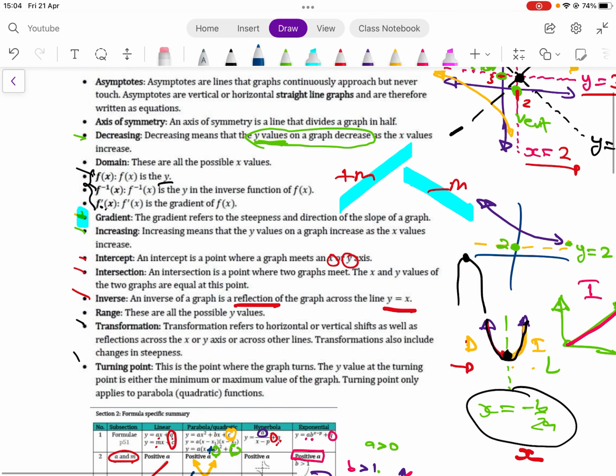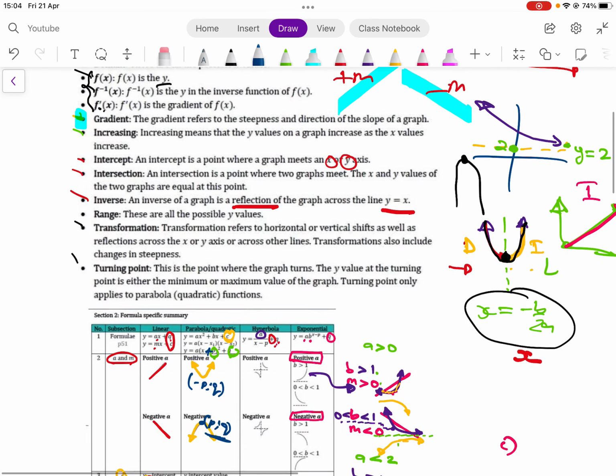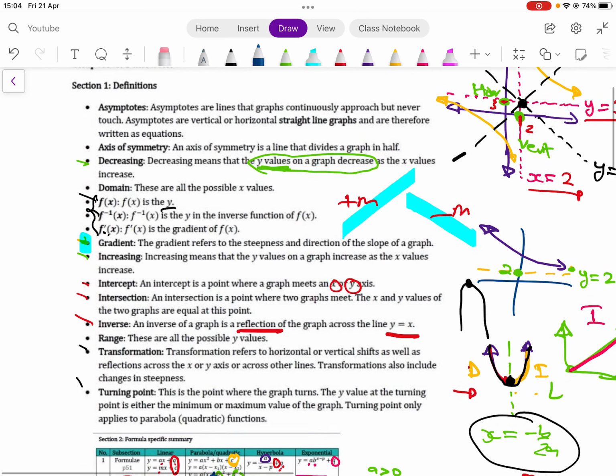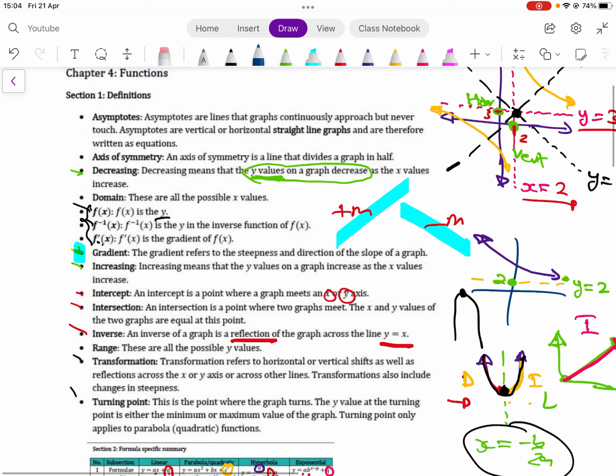Actually, I didn't. In the previous video, I was supposed to talk about domain and range. I'm just going to squeeze it in here. When they speak about domain, they're just talking about all the possible x values for the graph, and the range is all the possible y values for the graph.